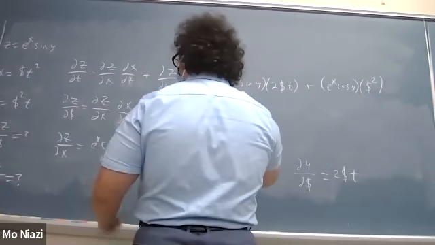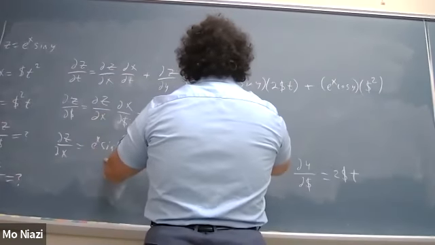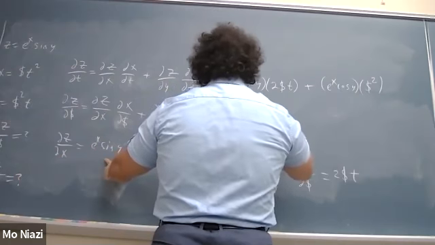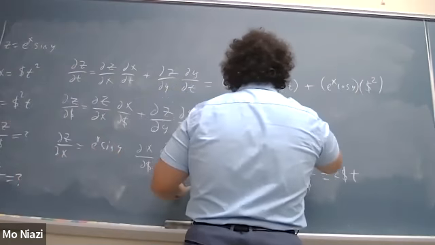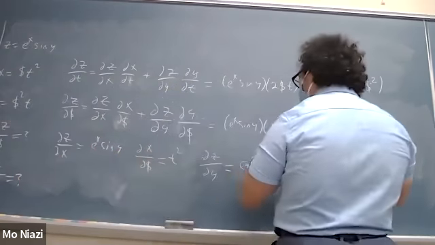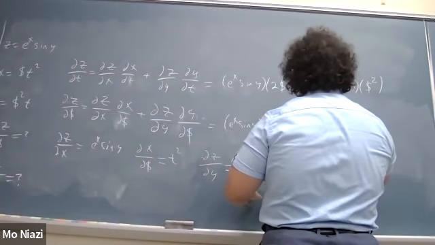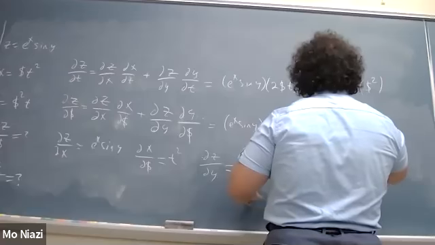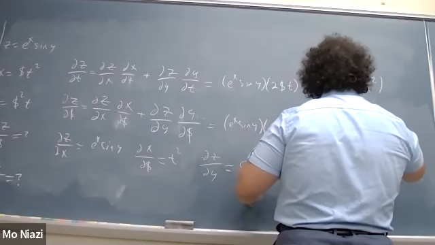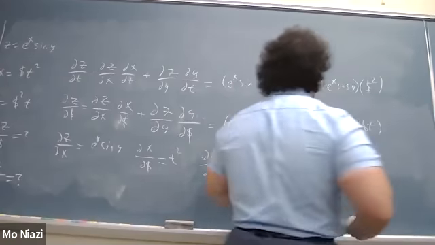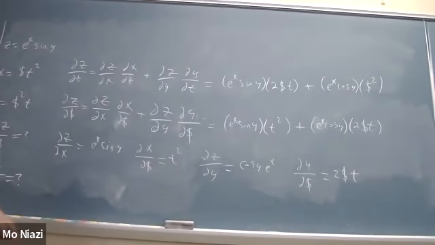So then this reduces to e to the x sine y times t squared plus e to the x cosine y times 2st. Pretty straightforward. Not that bad, eh? Just a lot of computations.